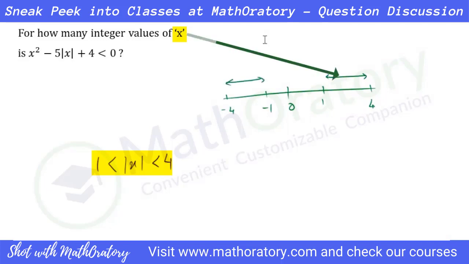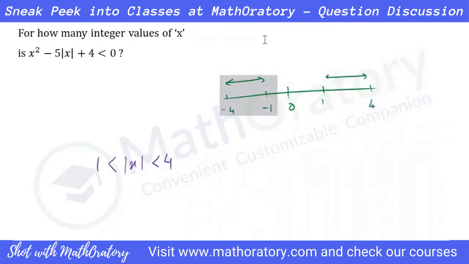So either in between 1 and 4 or in between minus 1 and minus 4. So that is for x, because that is what we're looking for. We're looking for solutions of x. So in between 1 and 4, as many integer values we'll have. In between minus 1 and minus 4, we'll have that many integer values. So we have 2 integer values here and hence 2 integer values here as well. So we have a total of 4 integer values.